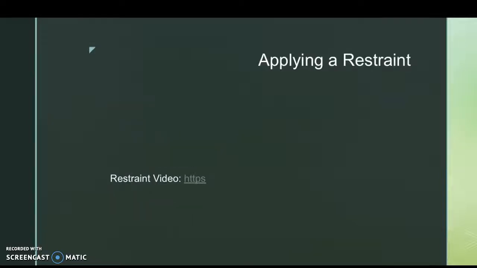So I have given you a brief overview of some of the legal and types of restraints. Now we're going to watch a video. After the video, we'll take a break, and then I will demonstrate appropriate application of these different types of restraints, and we'll practice in lab.